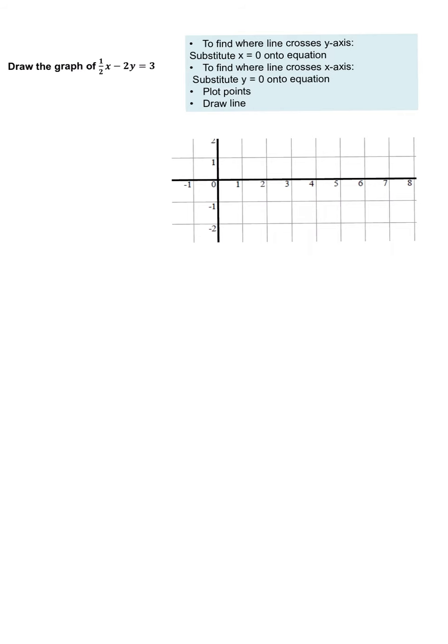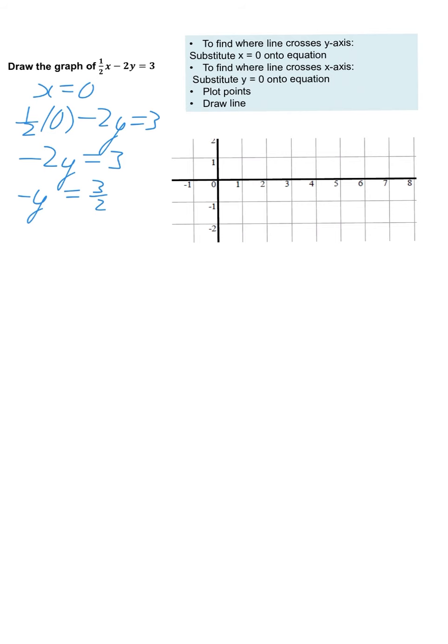Here we have to draw the graph of a half x minus 2y equals 3. The first thing again, let's substitute x equals 0 into this. So we have a half times 0 minus 2y equals 3. We're left with minus 2y equals 3. Then I'm going to have minus y equals 3 over 2. Remember, you cannot have a negative in front of the letter that we're looking for, so I'll multiply across by minus 1. Then y is equal to minus 3 over 2, which is minus 1.5. So our coordinate will be (0, -1.5).